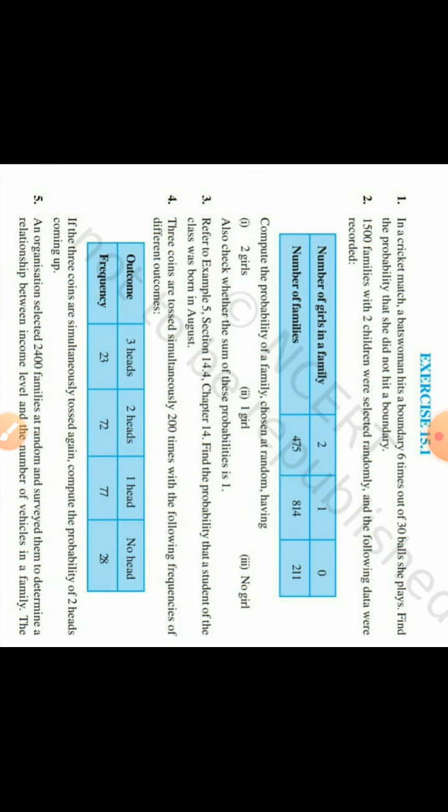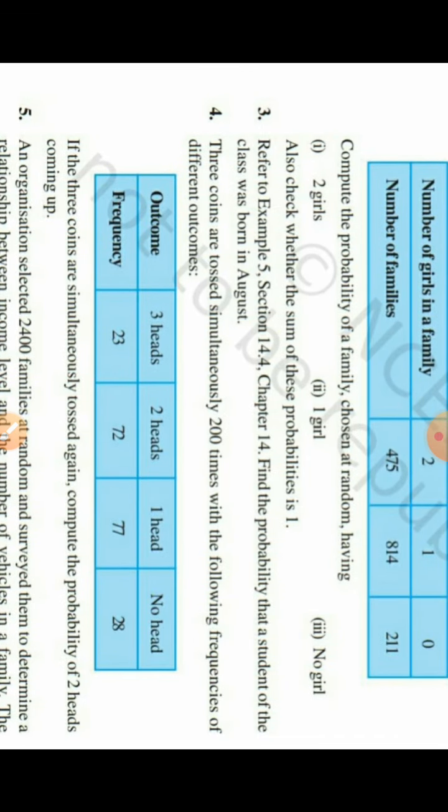Now again go to exercise 15.1. Look at number 4. Three coins are tossed simultaneously 200 times with the following frequencies of the different outcomes. If you toss three coins at a time, then there may be different results at a time: either all coins having tail, all coins having head, otherwise two coins having tail and one coin having head, otherwise two coins having head and one having tail. So different outcomes we can obtain.